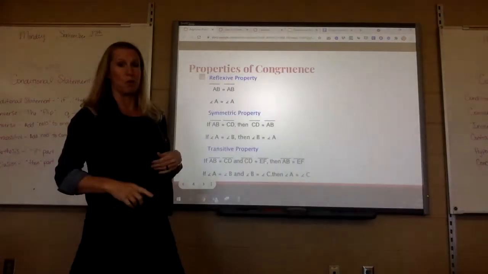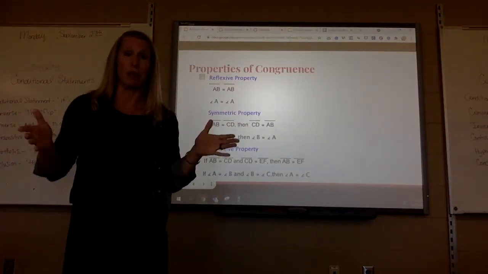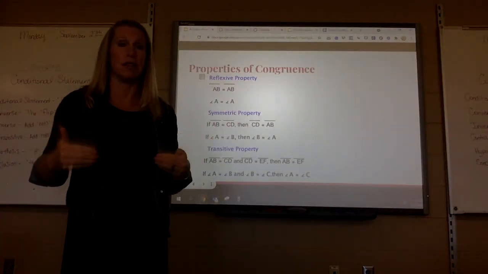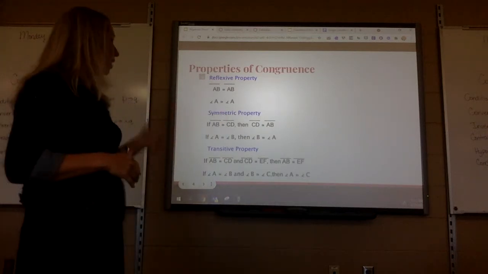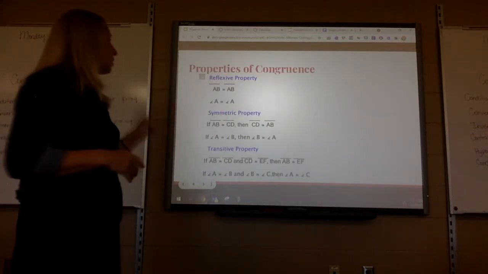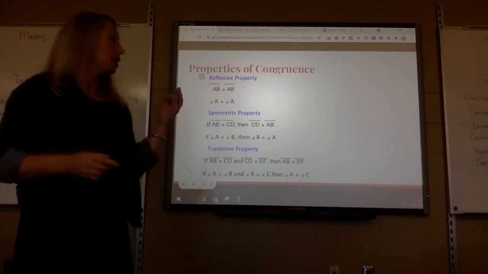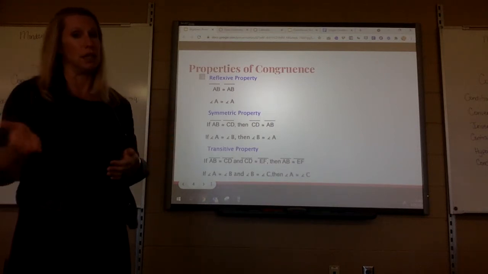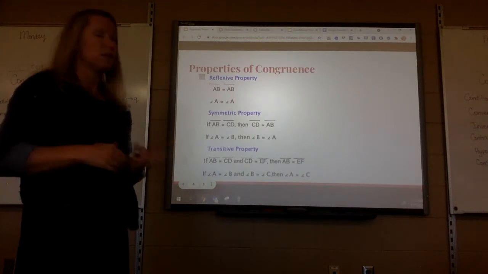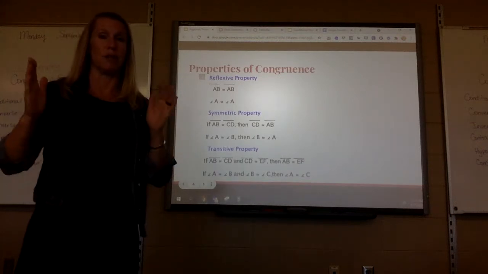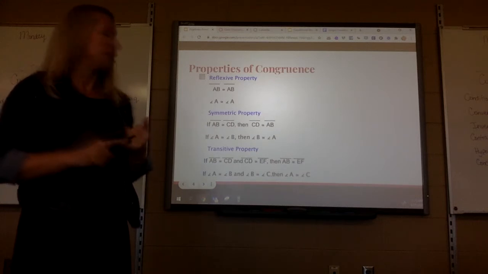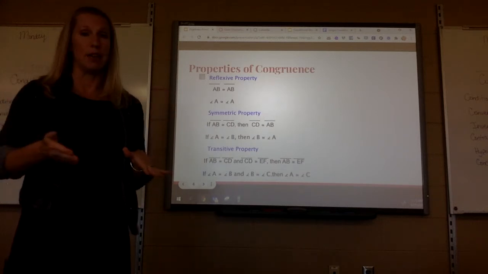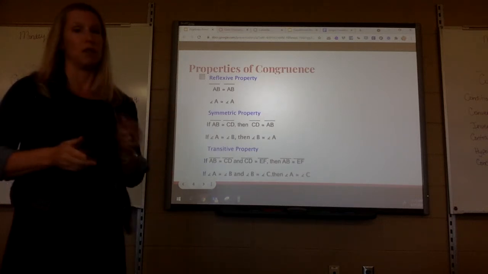So just a quick reminder again, reflexive property, something equals itself, the exact same thing. AB would equal AB, or angle A would equal angle A. Symmetric property is like the converse. If AB equals CD, then CD equals AB. And transitive property is like the law of syllogism, where you take out what's repeated. If AB equals CD and CD equals EF, I can take out the CDs and say that AB equals EF.